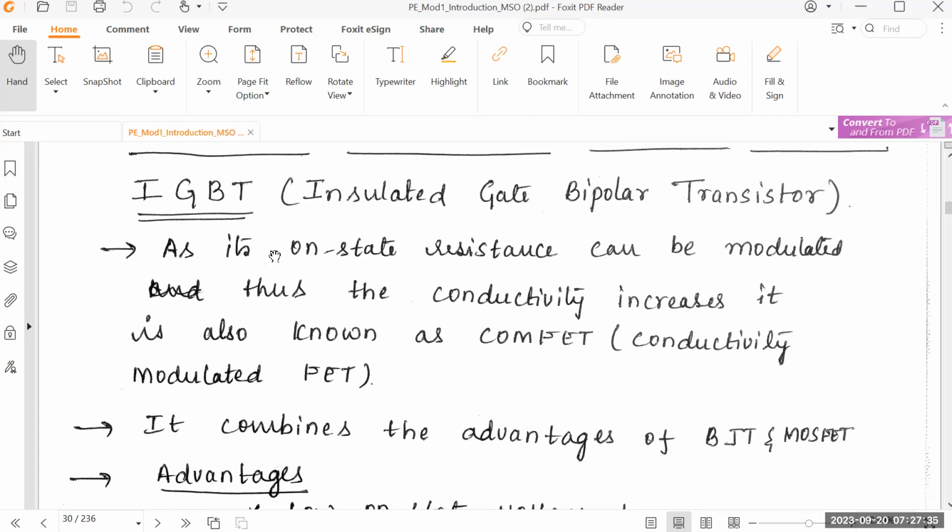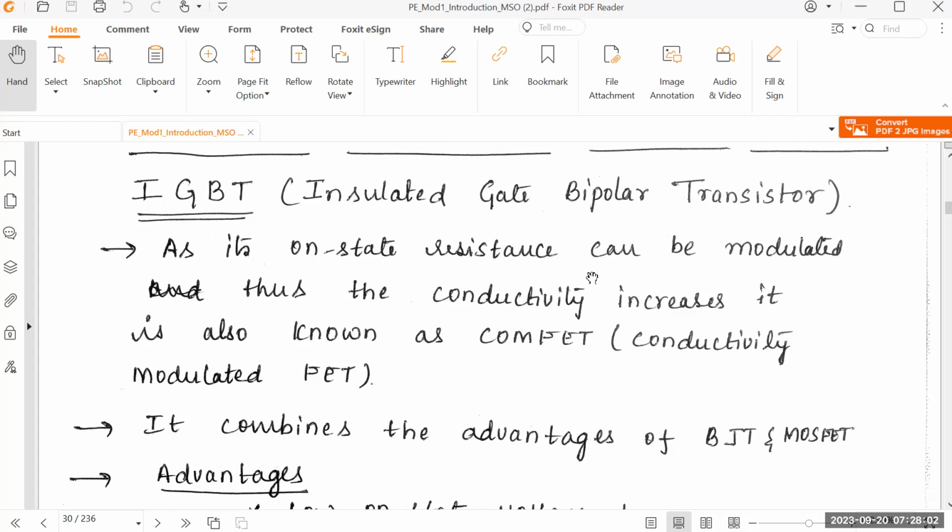Its on-resistance can be modulated, thus the conductivity increases. What does it mean? Here in the IGBT, we have a provision of on-state resistance. That means we can modify this on-state resistance so that we can increase the conductivity of that particular IGBT. So that provision is there for the IGBT.